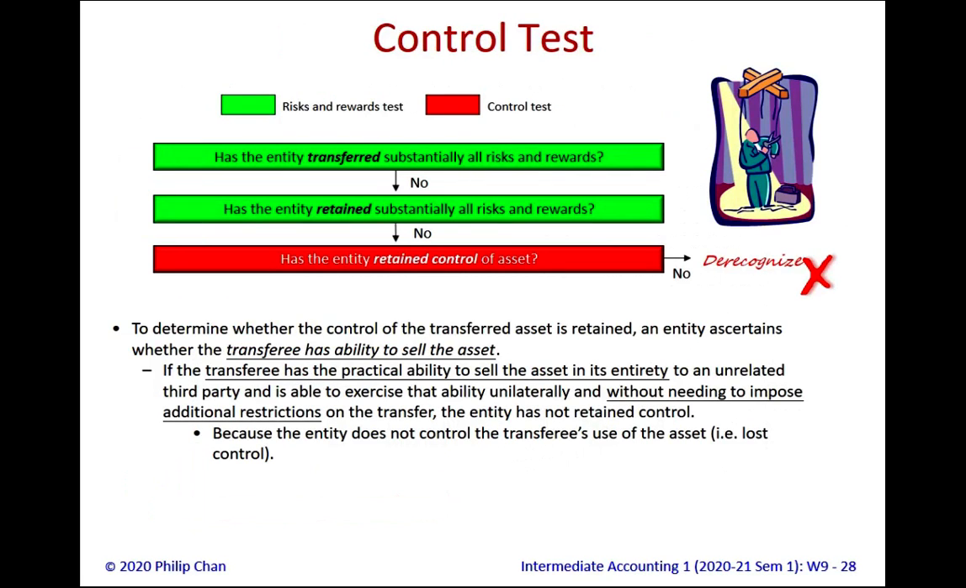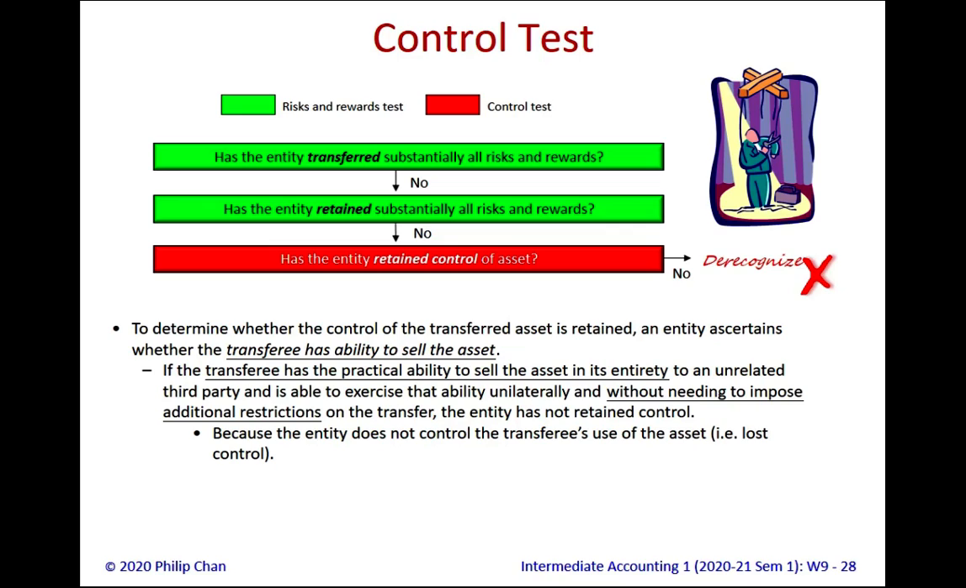And finally, we will look at control tests. So if we cannot prove that we have transferred the risks and rewards or retained the risks and rewards, then it comes to the final part. Has the seller retained the control of the financial asset? If the answer is no, derecognize it. So determine whether the control of the transferred asset is retained.